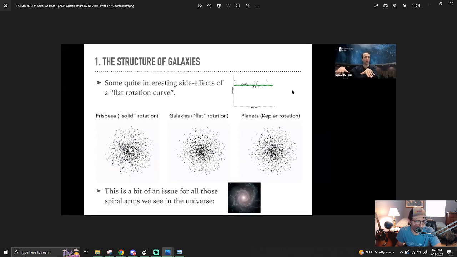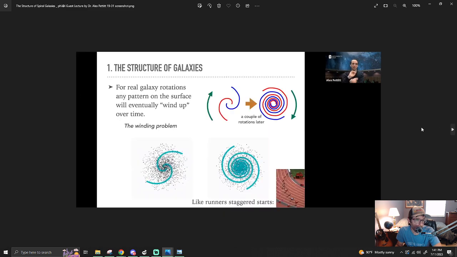When this was rotating, it was like a frisbee, solid rotation. And then like the rotations modeled were not matching observation, essentially. For real galaxy rotations, any pattern on the surface will eventually wind up over time. The winding problem. So it winds and winds and winds. Like runners' staggered starts.